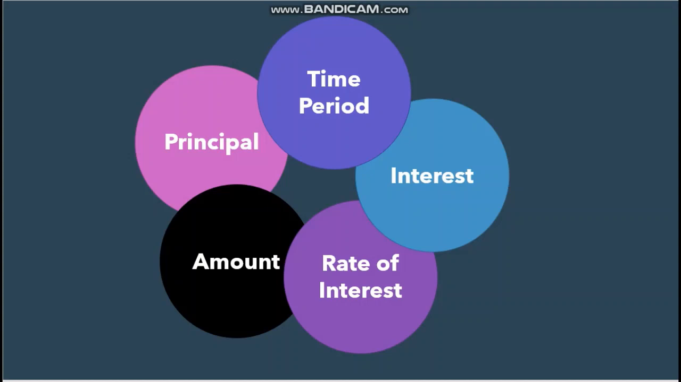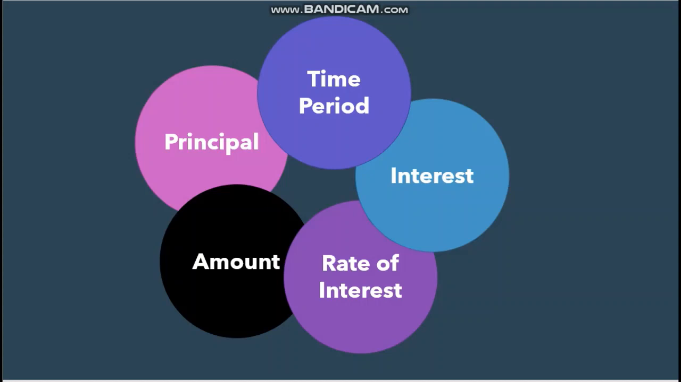So, to know how to find simple interest and what all things are there in simple interest, we should know a few of the vocabularies like principal. Principal is the sum of money lent or invested, or even if you have borrowed from somewhere, it is also known as principal.